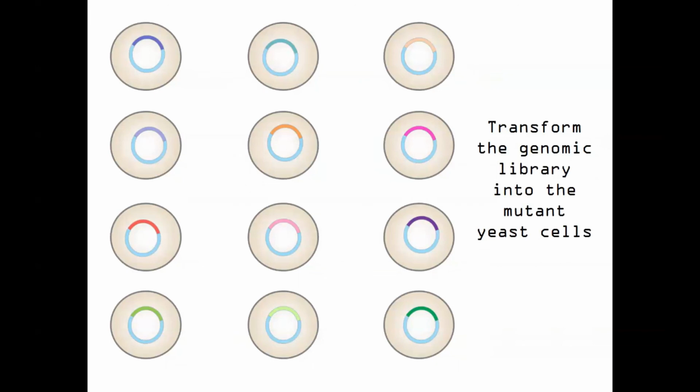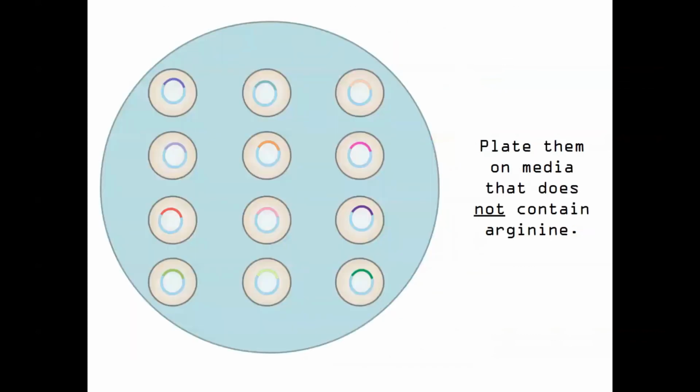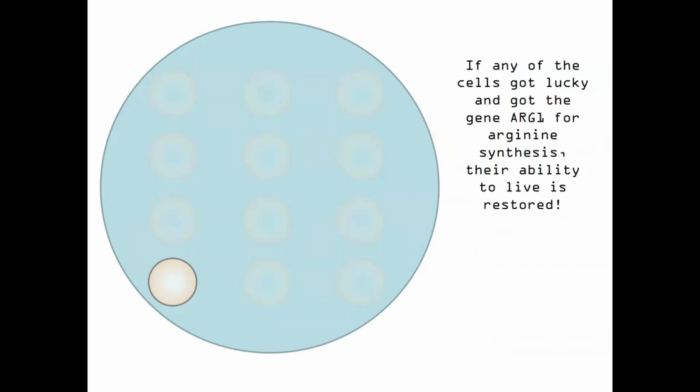Knowing that these yeast, every single one of these on this slide, cannot make arginine, once we get these plated on media that doesn't contain arginine, we're going to look for the one that actually can live. What that means is all of these other ones can't make arginine. They couldn't when we put them on this plate. We did not give them any arginine, so they died. But one of these, curiously, is still alive.